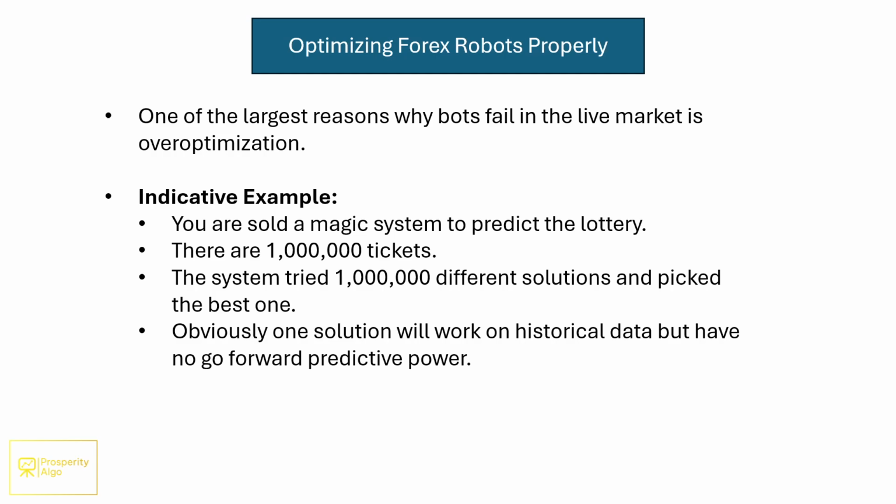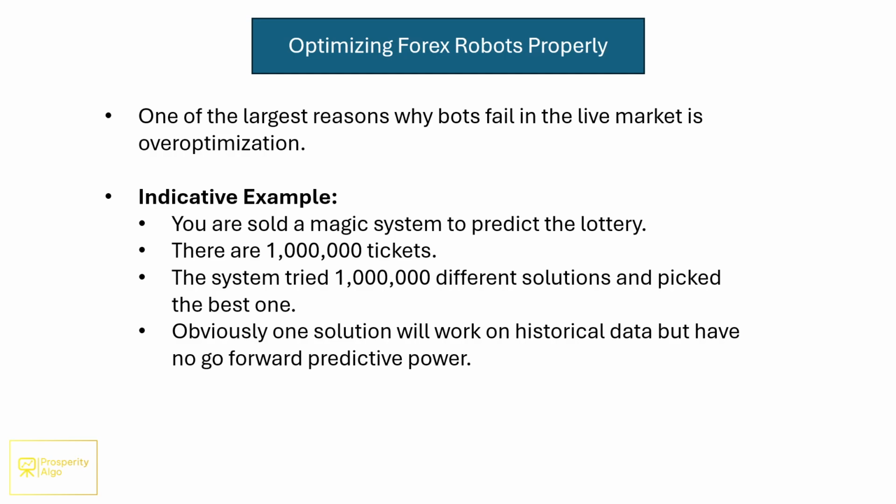So a perfect example would be, let's say somebody tries to sell you a magic system to predict the lottery. And for this particular lottery, there's 1 million tickets. And the seller of the system went and tried 1 million different possible solutions on the past lottery game, the past month's one, for instance. And they simply picked the best one. And then they went to you and they said, hey, look at this magical system which I tried, and as you can see, it predicted the results of the past month's lottery with a 100% hit rate.